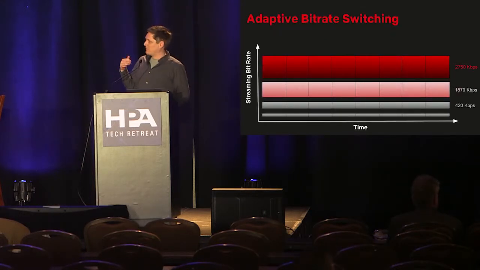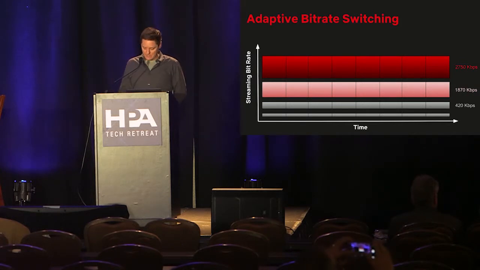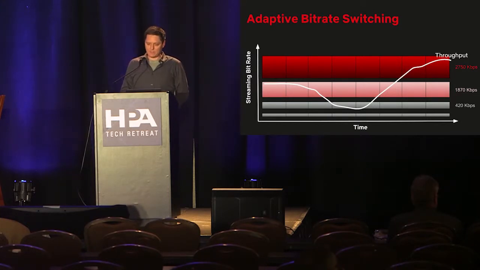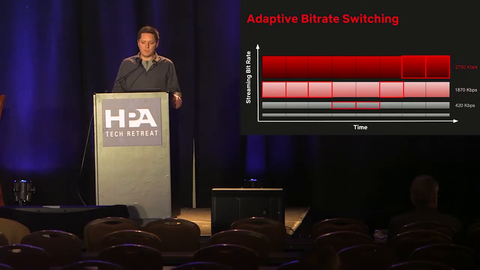So here I've constructed a scenario where we have 400, 1800, and 2700 representations of the same content. And you can see that it's broken up into these little chunks. These are all the same length. And if we have a network throughput that looks something like this, then an adaptive streaming algorithm might come up with a solution like this to make sure that you're never starving the player for bits.